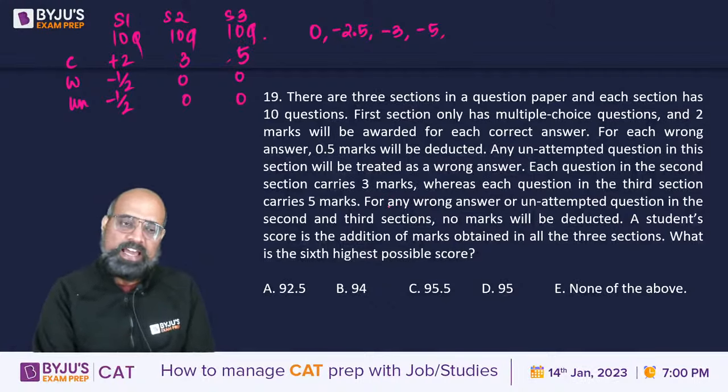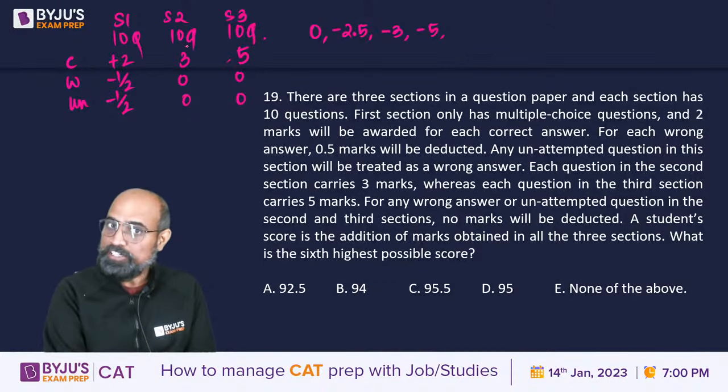The next reduction we can have is 5.5, right? How is 5.5 possible? One from section 2 and one from section 1. That is minus 3 and minus 2.5, so minus 5.5.